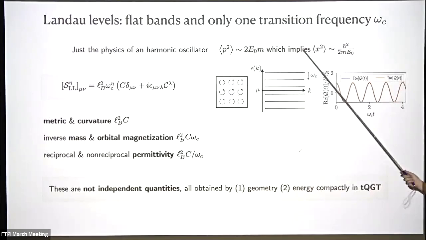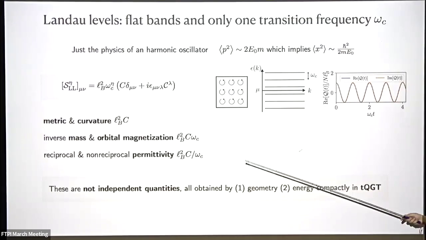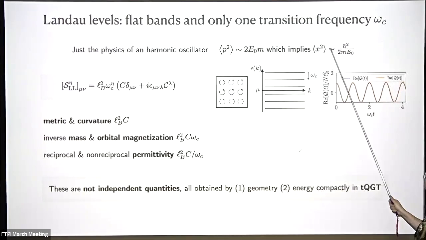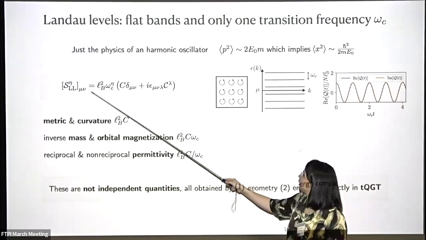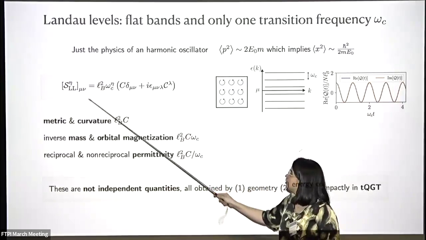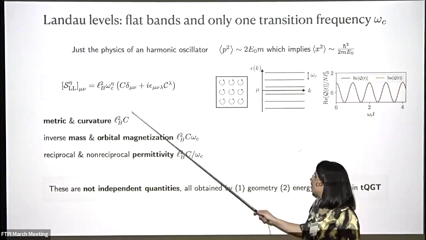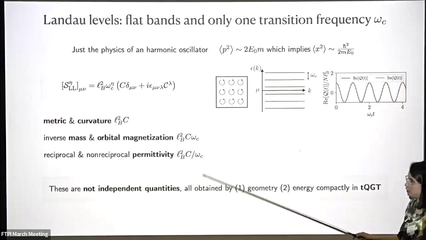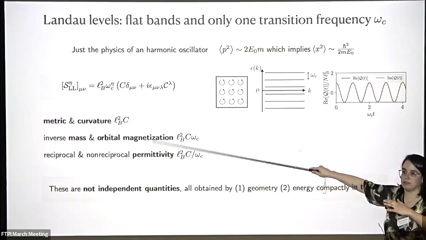But this again, like Leonid was saying, we can understand in very simple terms. If we think about just a harmonic oscillator, I will have my length squared and the uncertainty principle. I will have L squared go like one over M times the ground state energy. And this is pretty much what we are seeing in the quantum Hall effect, where there's really just one energy transition. It's the simplest possible situation where all of the sum rules are going to be powers of omega C times L_B squared. So the metric and curvature is going to be L_B squared times the Chern number. Inverse mass and orbital magnetization is going to be L_B squared times omega C. Permittivity is going to be over omega C. The important part is that all of these things are defined consistently, because they all come from one and the same tensor.